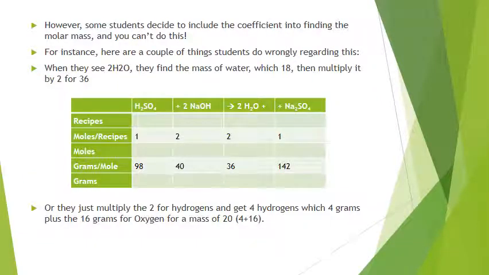A lot of things that students do, and you kind of did it as well, is that they'll incorporate the coefficient into the molar mass, grams per mole. So they'll figure out it's 18, and then multiply it by 2 and come up with that. Don't do that.